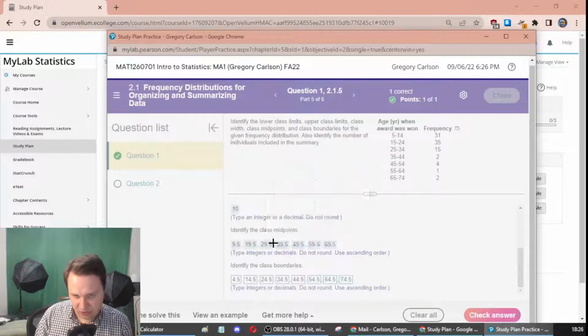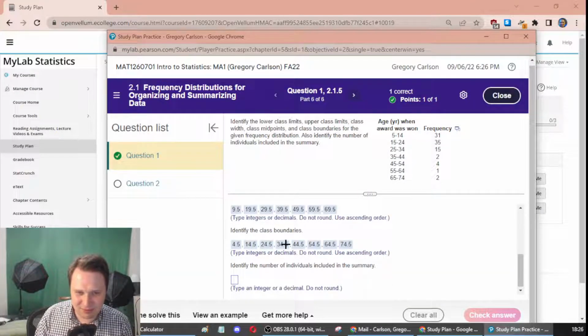Please email me if you're stuck on this, because again, this is not my favorite problem. Statistics is far more interesting than trying to do all the nitty-gritty details of these frequency distributions.